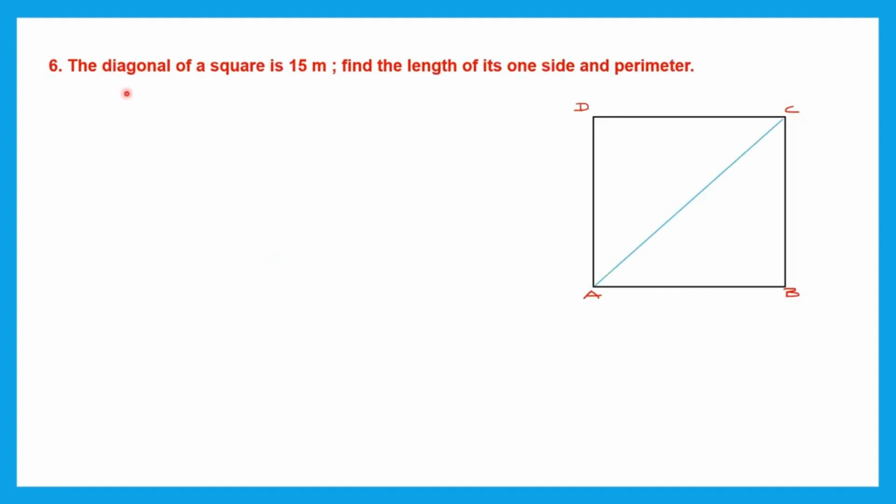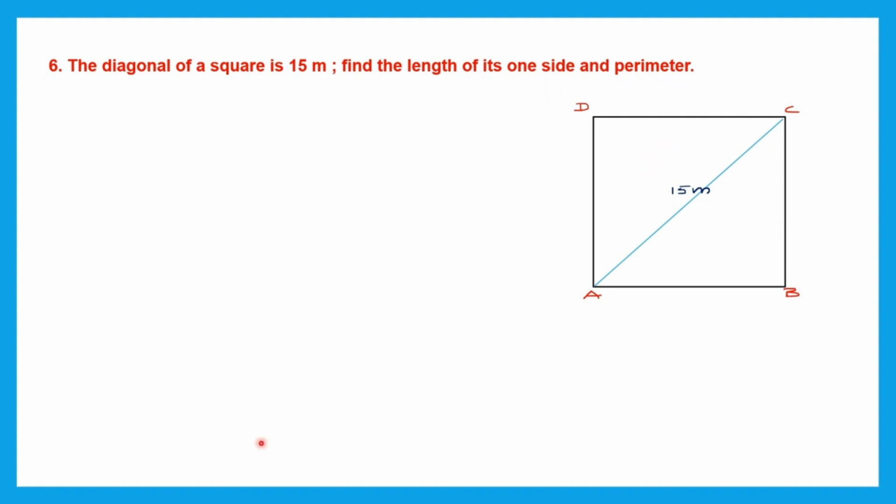Question 6. The diagonal of a square is 15 meters. So here we have a square, we have a diagonal here and the measurement of the diagonal is given. It is 15 meters. The rest of the question let's read. Find the length of its one side. That means one of these sides, because all four sides of a square are of equal measurement. So any one of these sides we've been asked to find. And once we find the side, we can find the perimeter of this square.